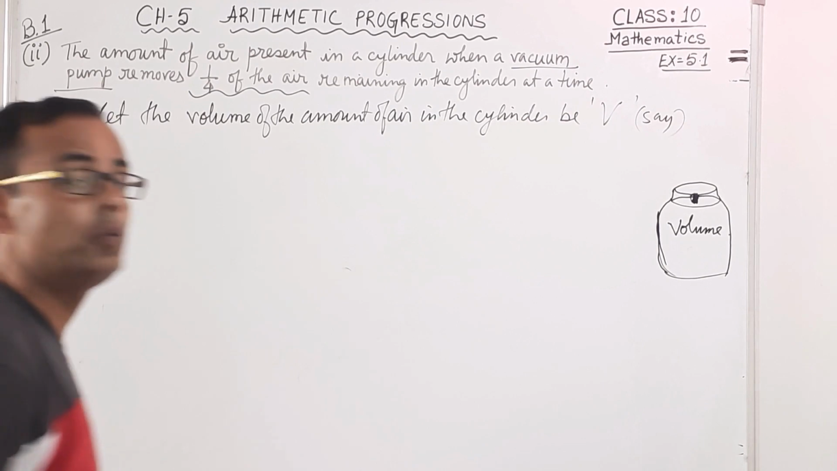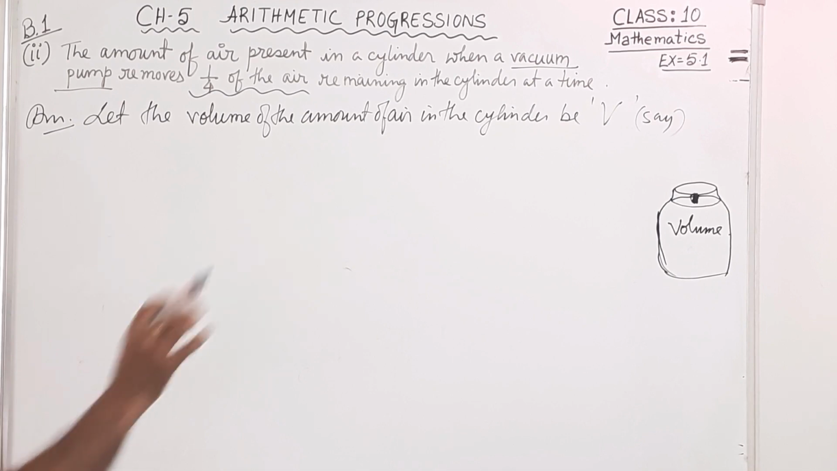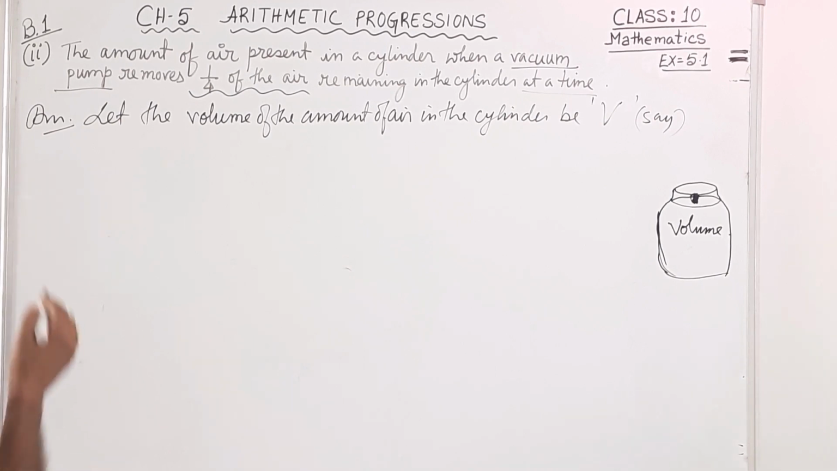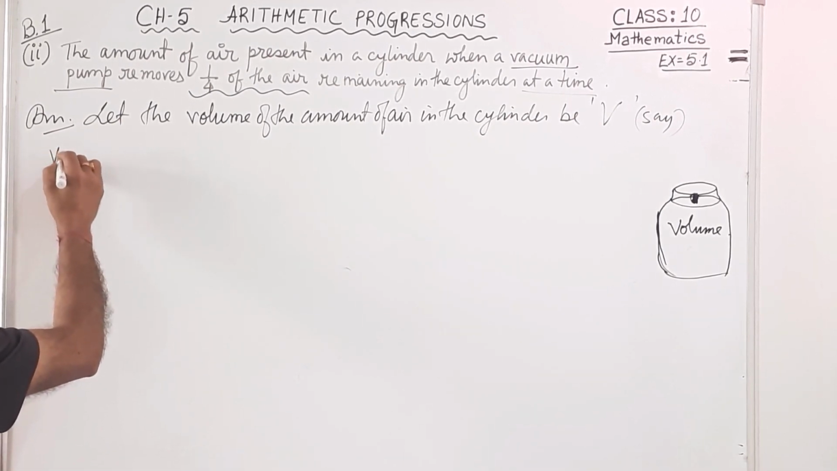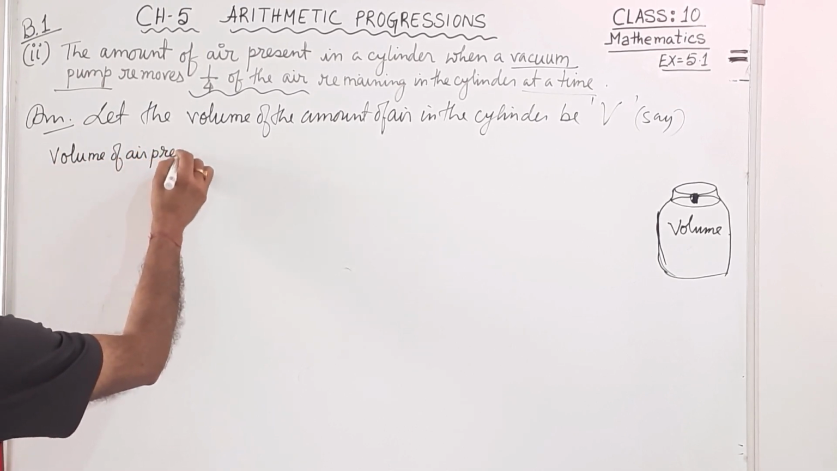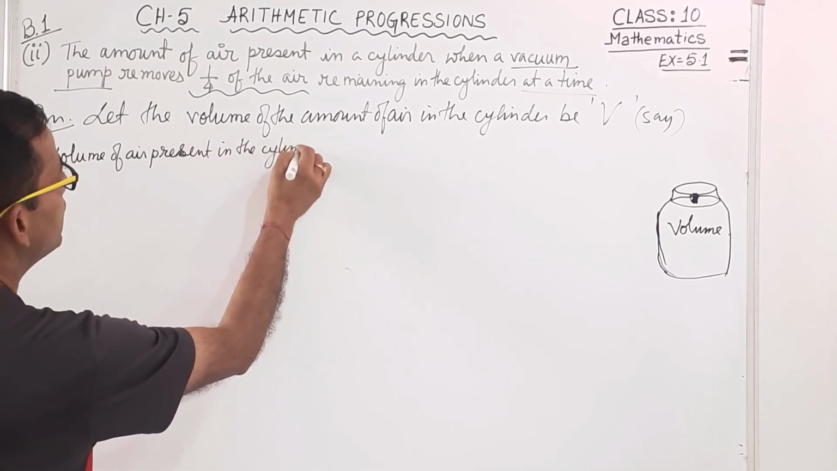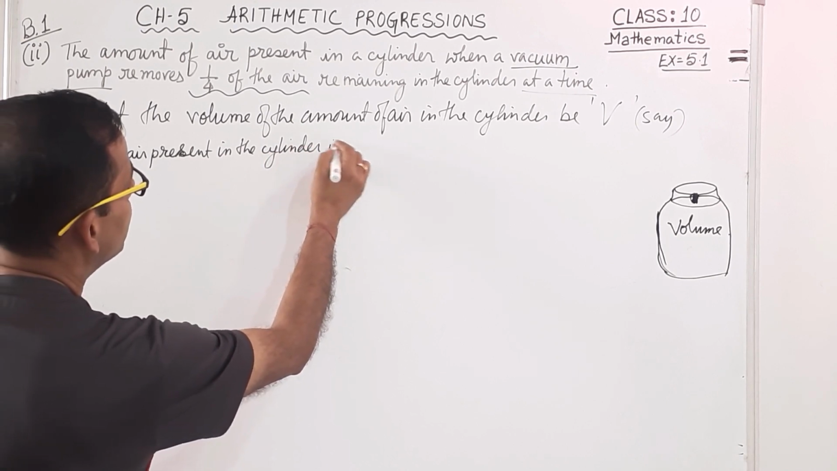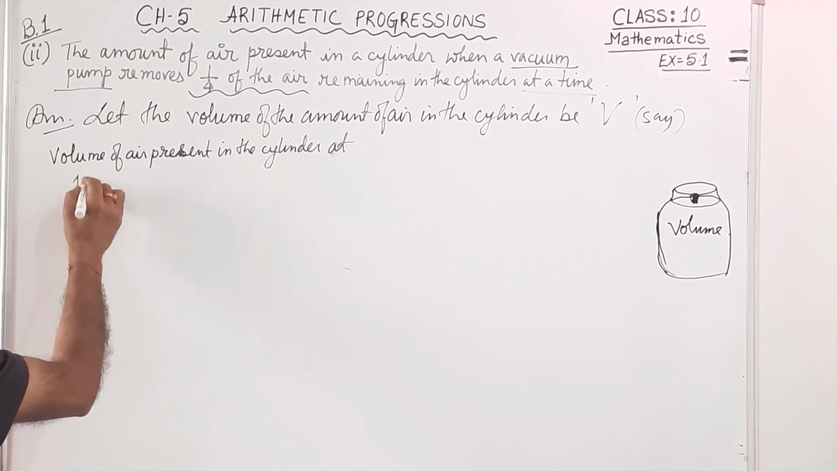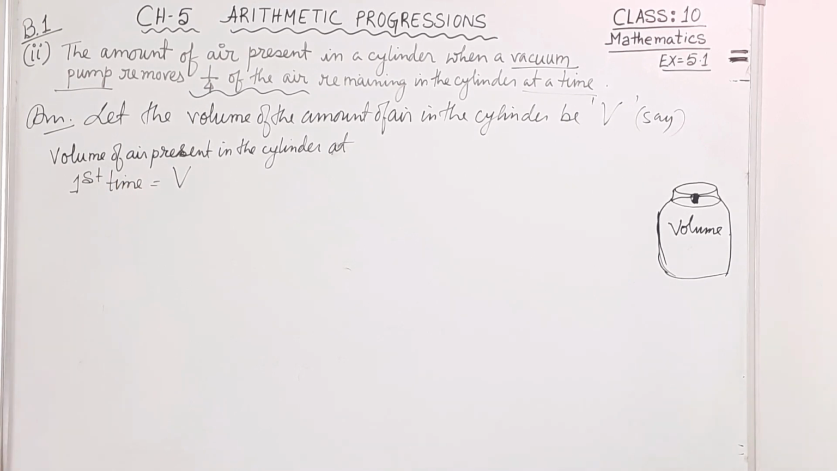So we are taking the volume as V. In the first time, second time, third time, so how much? The volume of air present in the cylinder at the first time, so how much will it be? V only.